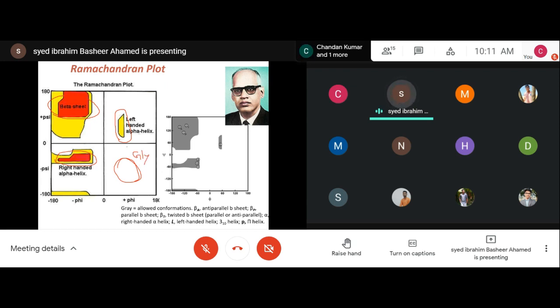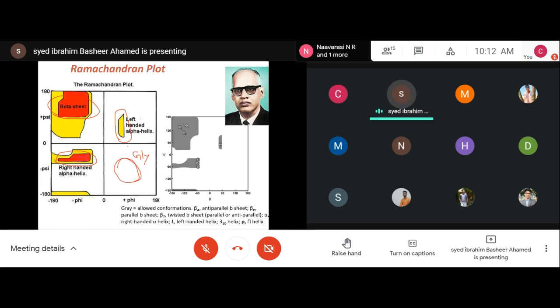That is because glycine does not have any side chain; you have only a hydrogen. So you can find glycine anywhere in the Ramachandran plot, but not the other amino acids. If you see any amino acid except glycine in the non-shaded, white colored region, that is a disallowed region.